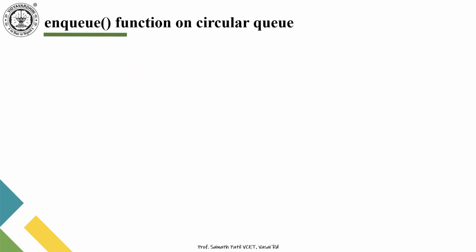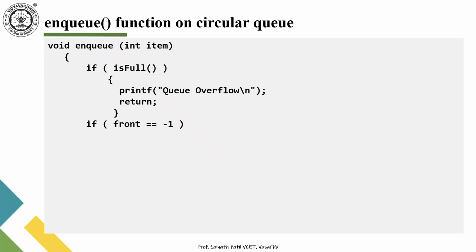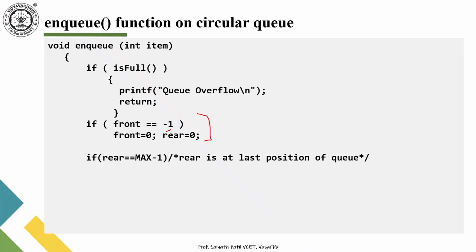Now we will see the enqueue function in C programming: void enqueue(int item), which uses the isFull function to check whether it is full. If it is true, it will give the message queue overflow or queue is full, and return to the main program. If not, then again we check if front is equal to minus 1, that is, the situation of front. If it is minus 1, then we set front equal to 0 and rear equal to 0. That is one of the situations, that is, if the queue is empty.